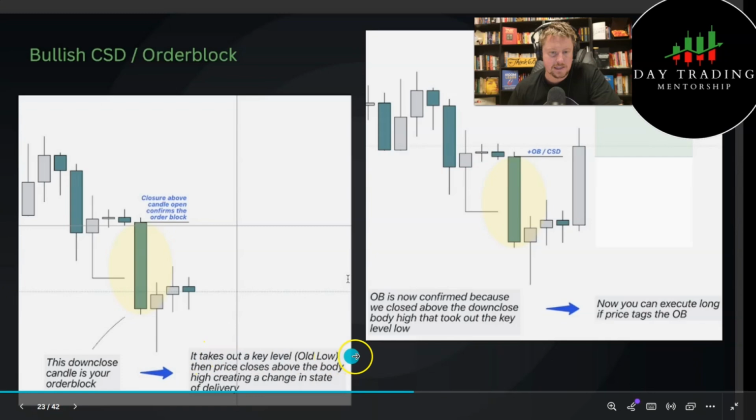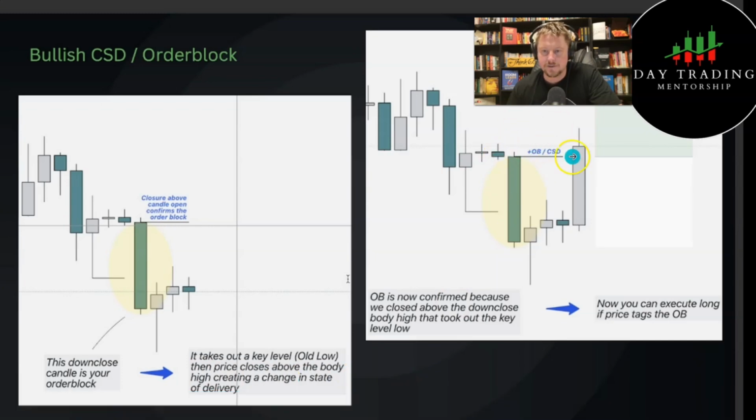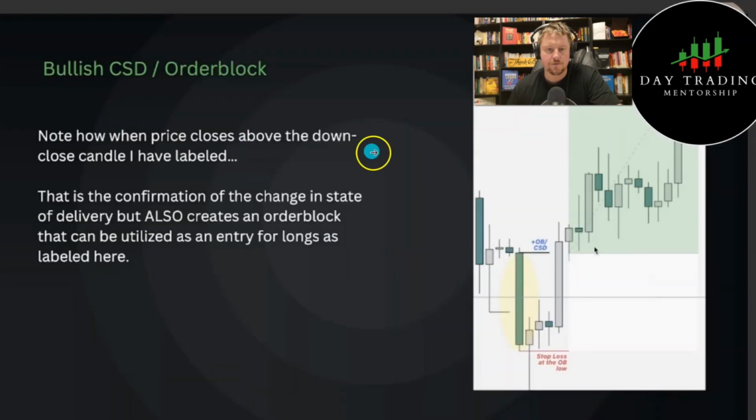Okay, it takes out a key level of an old low, then price closes above the body, which is highly significant, okay? And then you see on the right here, as soon as this candlestick closes above our order block, we're going to start to set an entry, okay? Now we're going to go to our lower time frame. We're going to look for an entry.